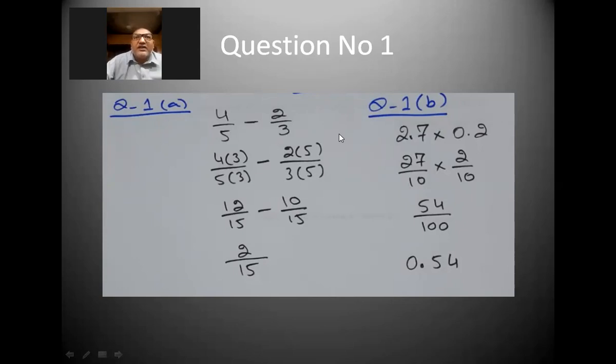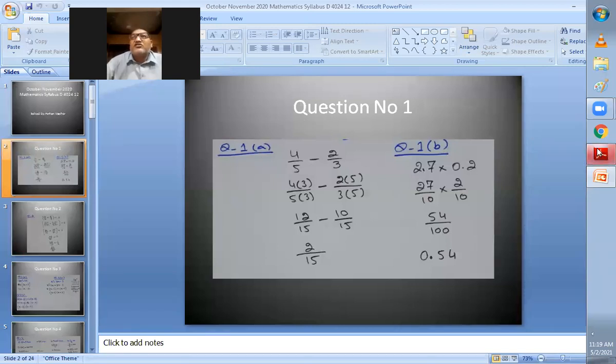In the B part, the question was 2.7 multiplied by 0.2. So I will remove the decimal. It will become 27/10. In place of the decimal, I put 1, and after the decimal there's only one digit, so I put 10. I do the same with 0.2, and it becomes 2/10. When you multiply, the numerators are multiplied with the numerators, and the denominators with the denominators. So you will have 54 divided by 100. Now the decimal is after 54, and when you divide by 100, it moves 2 steps to the left. So the final answer will be 0.54. Hopefully you have understood this. So let's move to the next question.